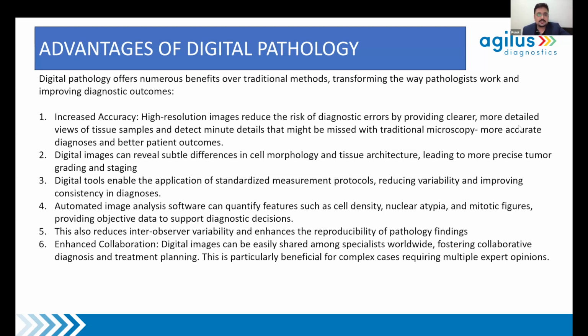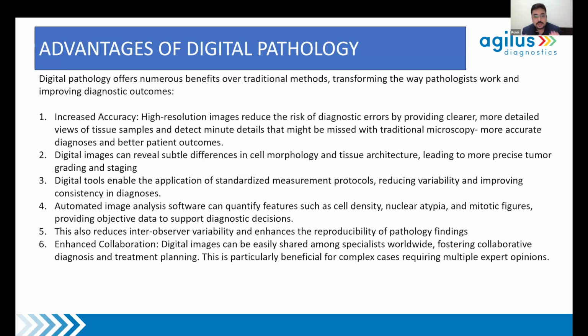Also, automated image analysis softwares can quantify features such as cell density, nuclear atypia, and microscopic mitotic figures, providing objective data to support diagnostic decisions. We know that mitotic figures and IHC parameters like Ki67, even today, a lot of us do eyeballing. So digital pathology actually helps us to objectify and quantify these. It also reduces inter-observer variability and enhances the reproducibility of pathology findings. A very important place where we have been using these is your PT testing for CAP, especially in parameters like Ki67. These algorithmic objective analysis and estimation, it helps a lot to make sure that we don't have outliers.